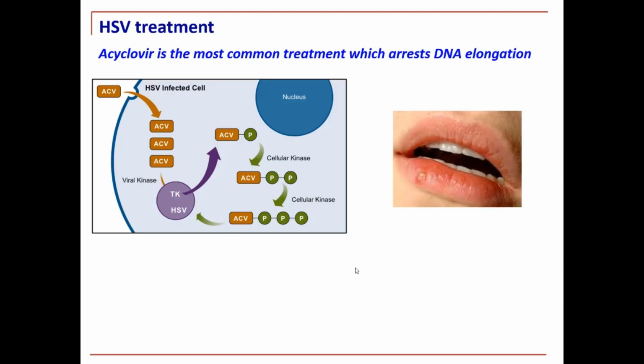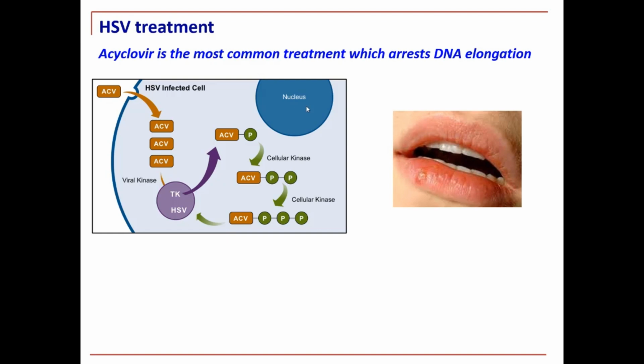So how is it treated? Treatment is acyclovir as a general rule, and it's the most common treatment, and it arrests DNA elongation. Now, herpes simplex virus replicates within the nucleus or the nuclear plasm of cells. So this is where it replicates. When HSV gets in, this is where it goes to make its DNA and its messenger RNA. In particular, this is where it elongates its DNA, and it uses its own DNA polymerase. It doesn't use the host DNA polymerase. It uses its own DNA polymerase.